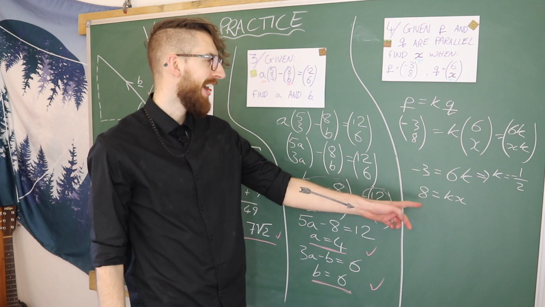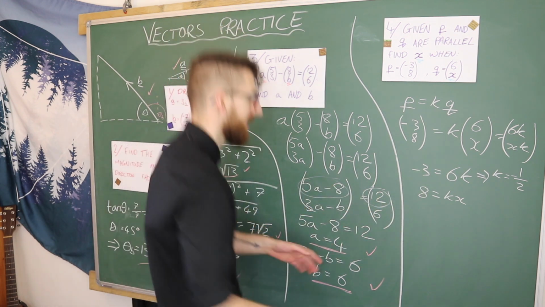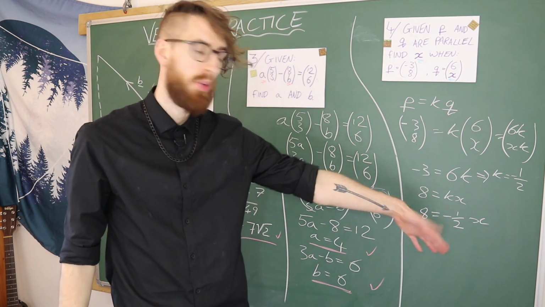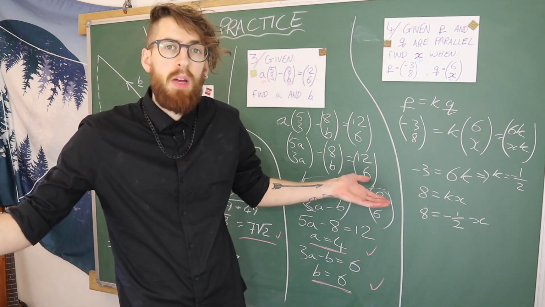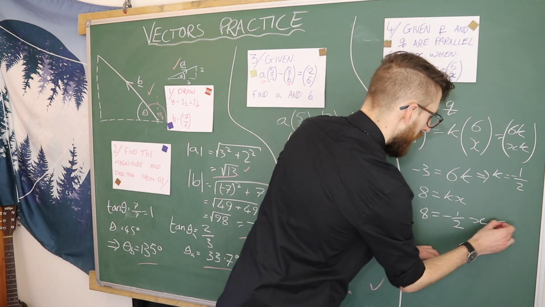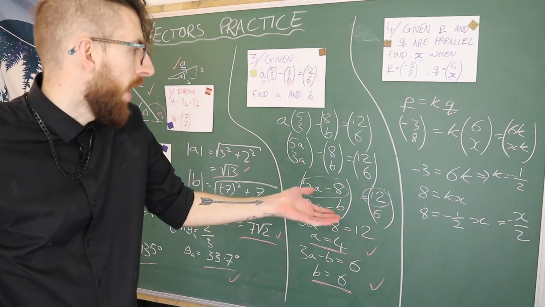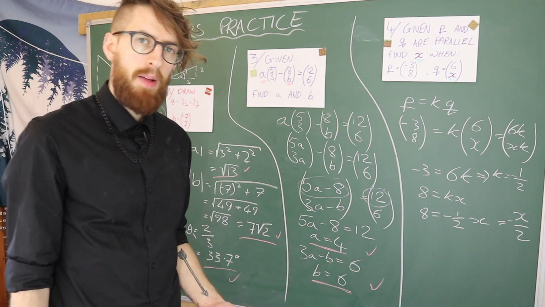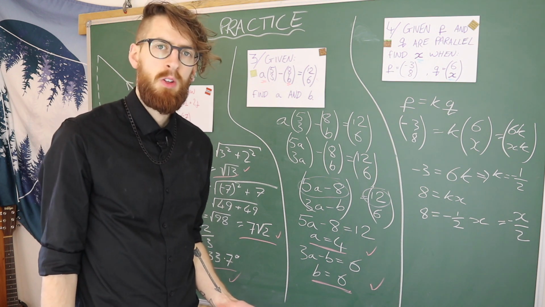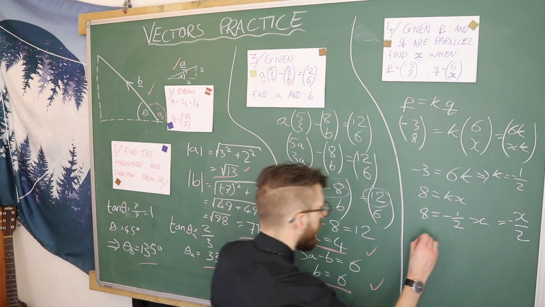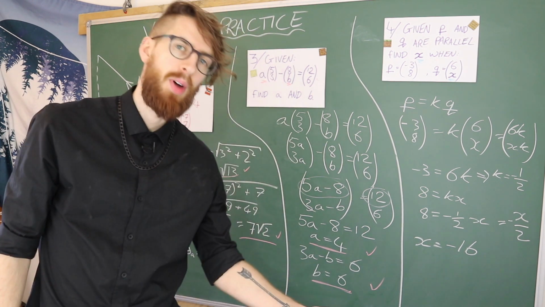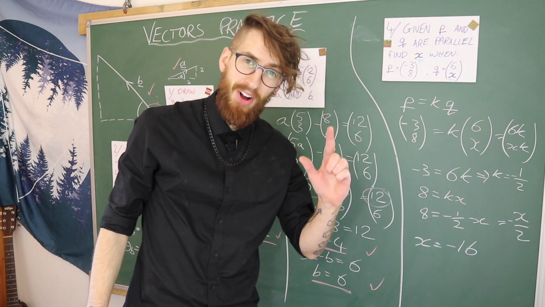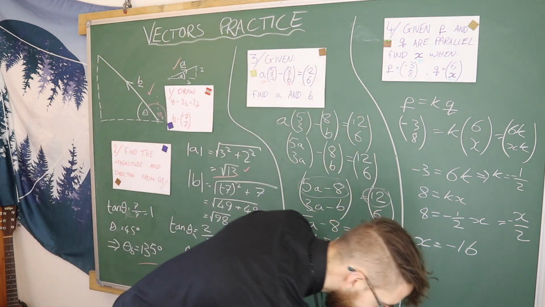So we've got K is equal to minus a half. We're just going to plop that in. So we've got 8 equals minus a half X. We could write that as minus X over 2. Same thing, it's up to you. I'm just going to do it like this. We're going to times something by minus half and get 8. So it's going to be minus 16, because we times that 2 out and then move the minus sign over. I don't have any red chalk, but that is the final answer for this one.